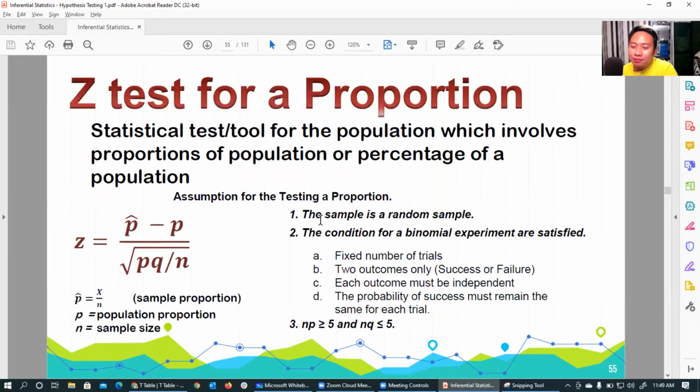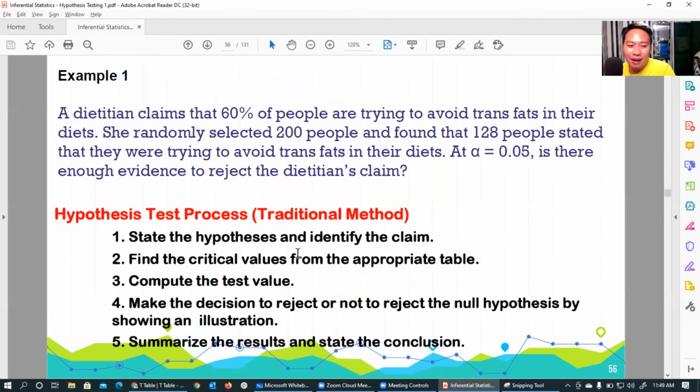So here, another type of test, z-test for a proportion. This statistical tool will be used that involves proportion of the population or percentage. And this is the formula. The steps, guys, will still be the same. No questions, will still be the same, but the formula lahi lang. So let's take a look at the example.